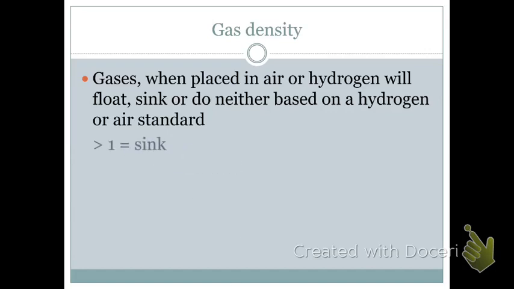So if I have something compared to air and the ratio is greater than 1, I know that it's going to sink in air or hydrogen. If the ratio is equal to 1, it hangs suspended in air or hydrogen. And if the ratio is less than 1, it's going to float in the hydrogen or the air.